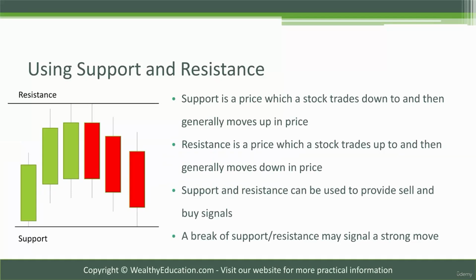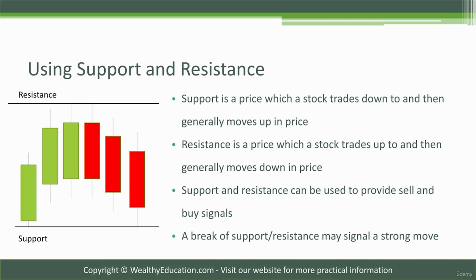Support is a price which a stock trades down to and then generally moves up in price. If you look at our graph on the left, the stock has moved down to this support level and is now trading or bouncing up off of support. The stock then trades up to what is called a resistance level, and that is a price which a stock trades up to and then generally moves down in price. And then the stock trades back down to the support level, where it will generally move up in price from that level. And I say generally because a stock will go through both support and resistance.